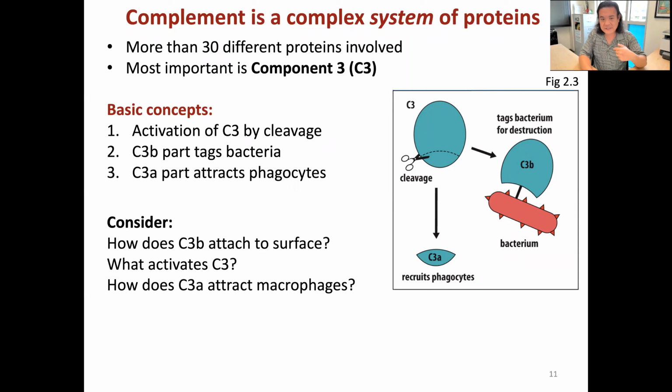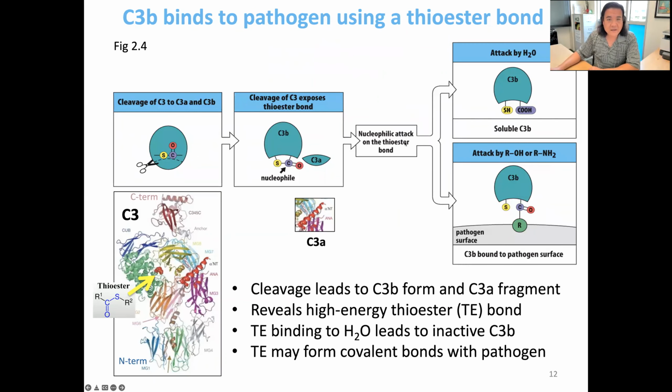So how does this C3b part of the complement protein attach to the surface? I mean, what activates the C3 in the first place, right? And how does the C3a part that floats away attract macrophages? Okay. So the complement protein attaches to the surface of a pathogen target using a thioester bond, right? And you're like, oh no, it's OChem. OChem rears its ugly head yet again, right? Yeah, you totally thought that you were done with OChem in your entire life. But no, we do need to talk about a little OChem here, right?